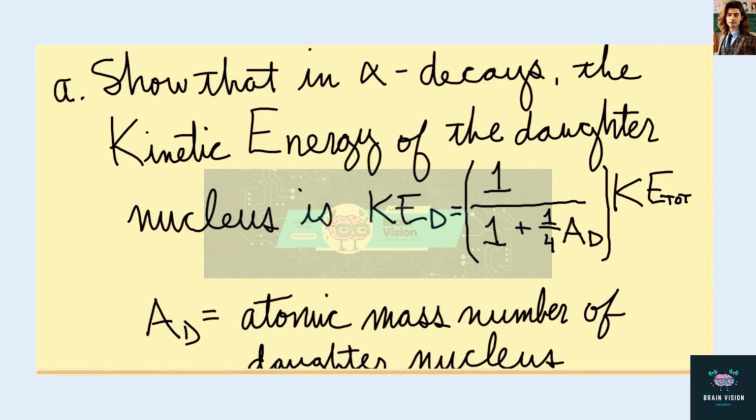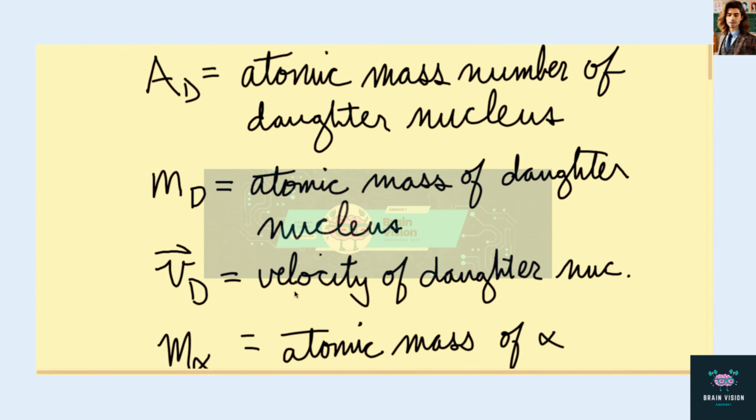In this problem, we're asked to show that in alpha decay processes, the daughter nucleus created in the alpha decay has a kinetic energy equal to the fraction 1 over the sum of 1 plus 1/4 the atomic mass number of the daughter nucleus, that entire fraction times the total kinetic energy. So in order to prove this, I need to define the symbols we're going to use.